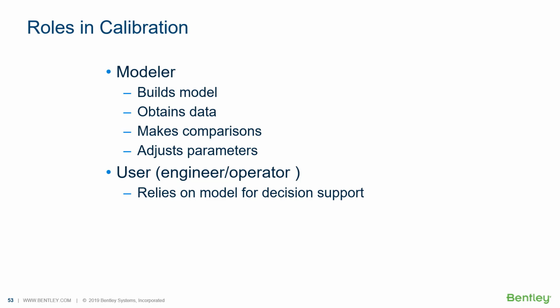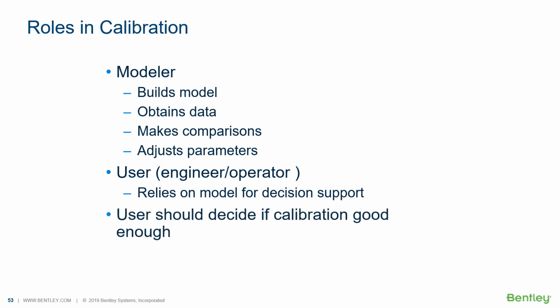Now, what usually happens is the user comes up to the modeler and says, is this model calibrated? And you're supposed to give a yes or no answer. And I think that's the wrong way to do it. What should happen is if somebody says, is this model calibrated? You say, here's what I did to calibrate it. Do you think it's good enough?